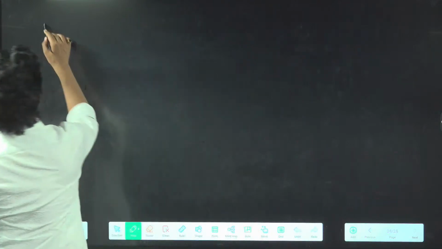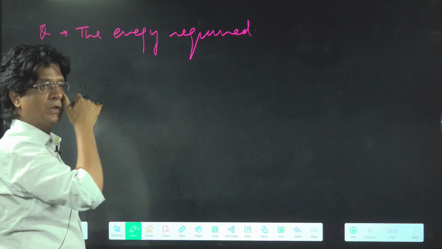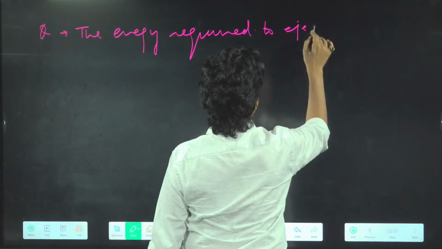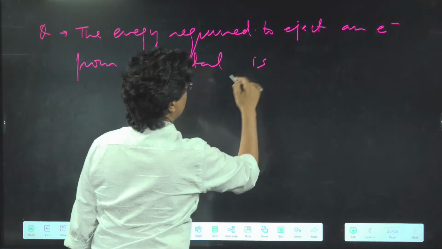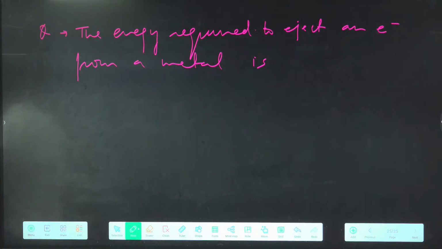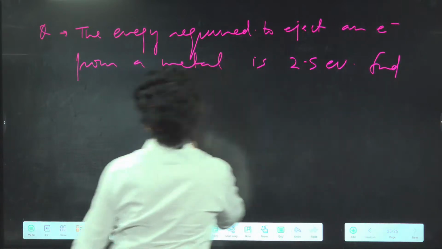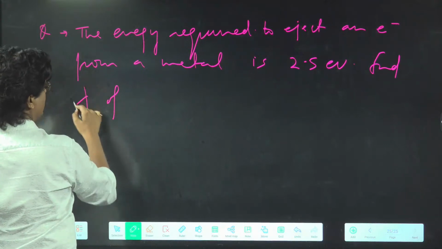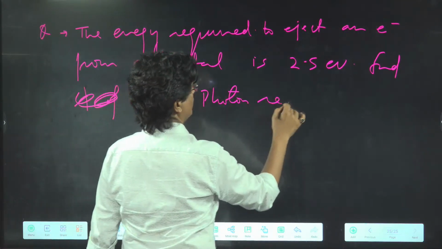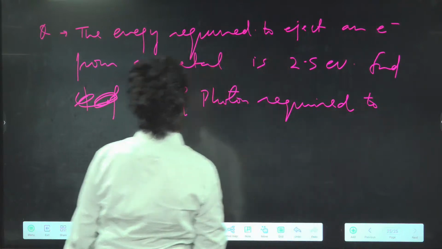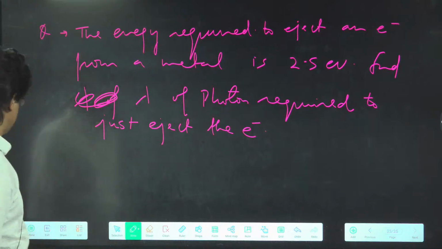Come on. Please do this question. The energy required to eject an electron from the metal is 2.5 electron volt. Find the wavelength lambda of the photon required to just eject the electron. To just eject the electron.